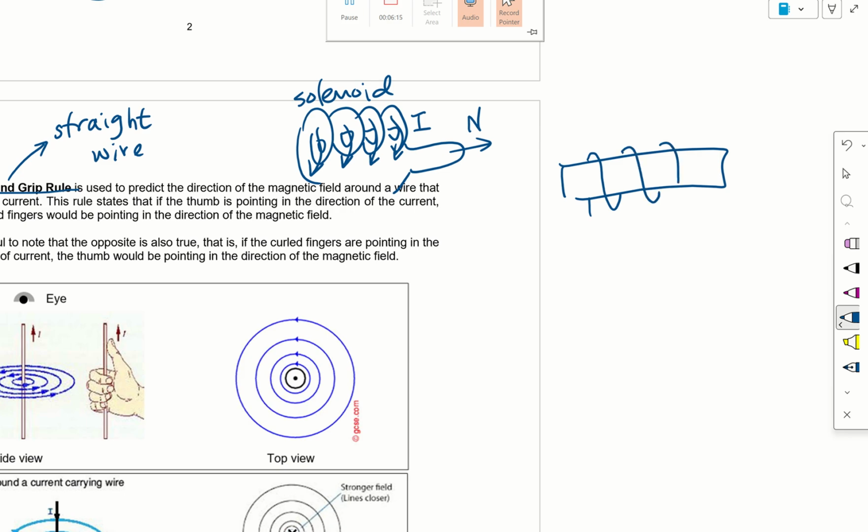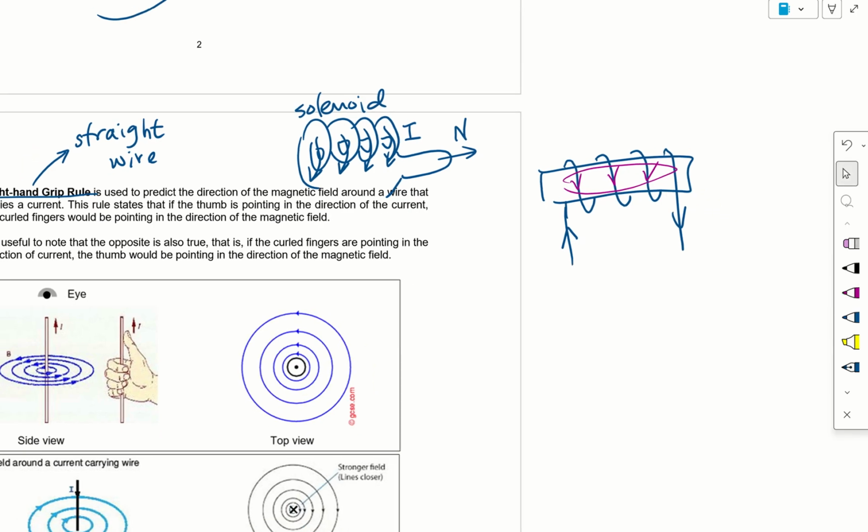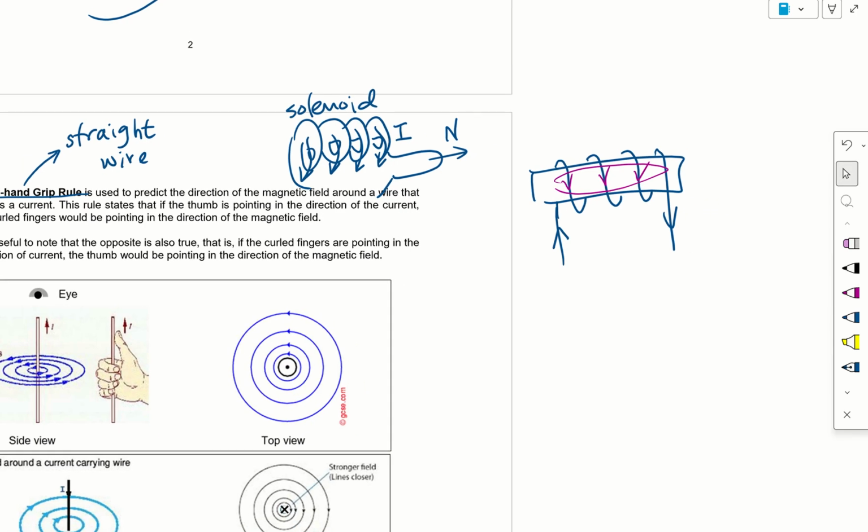We have this. Let's say current goes this way and comes down this way. It is very important for you to trace the direction of the current on this part of the wire, because the direction of the current on this part will tell us how to position our right hand so that our fingers represent the direction of the current.